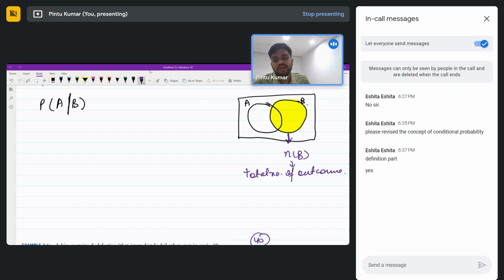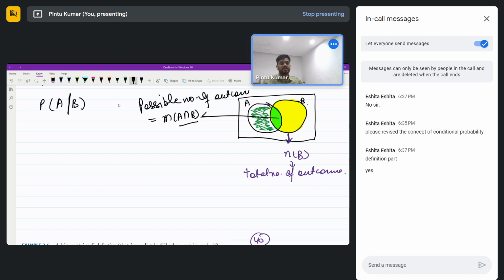And if B has already occurred, what is the possible number of outcomes for A? Because B has already occurred, this portion can't occur, the portion I shaded in green. So the portion that can occur is this A intersection B, right? So your possible number of outcomes is the number of elements in A intersection B. Is this much clear? When you talk about P of A given B, the possible number of outcomes is the number of elements in A intersection B, and the total number of outcomes is the number of elements in B.